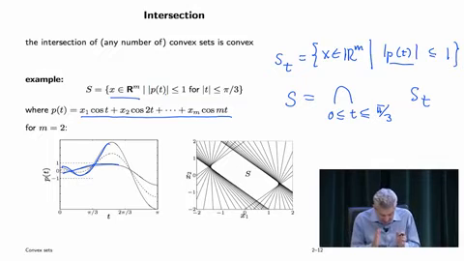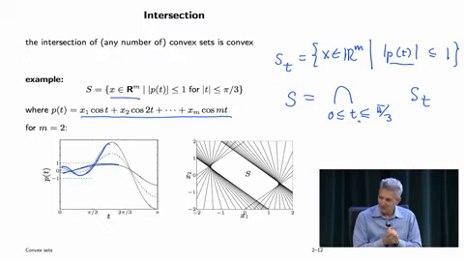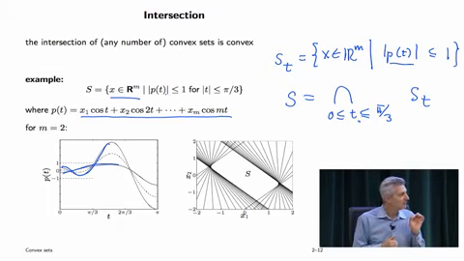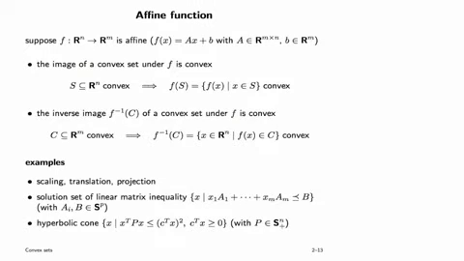Now, when t ranges between 0 and pi over 3, that slab rotates and its width changes, right? And if you take the intersection over all of those slabs, the inside is what's left, and that gives you the set S. Okay, so that's the idea. We'll look at a couple more of these operations.